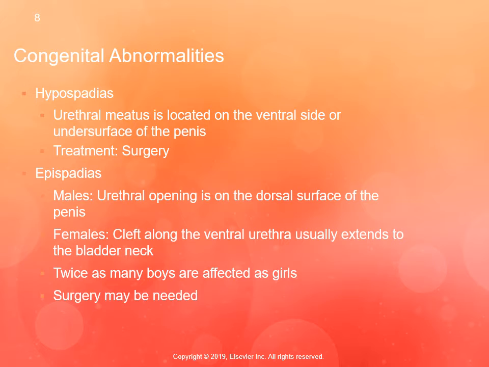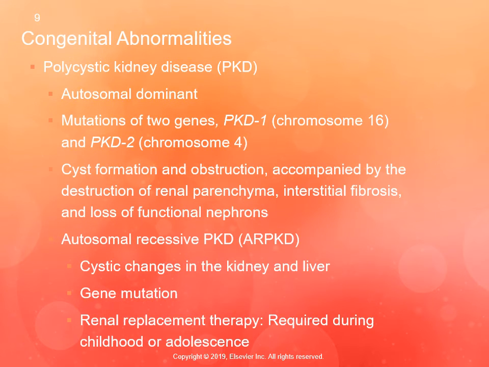Some congenital abnormalities involve the opening of the urethral meatus. Hypospadias is when it's on the ventral surface or undersurface of the penis. Epispadias can actually occur in males and females, and that means that the urethral opening is on the dorsal surface of the penis or on the cleft along the ventral urethra, which extends to the bladder neck in females. So twice as many boys have epispadias than girls. And those are surgically corrected.